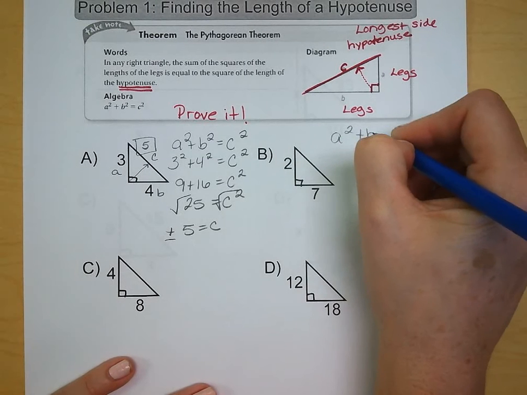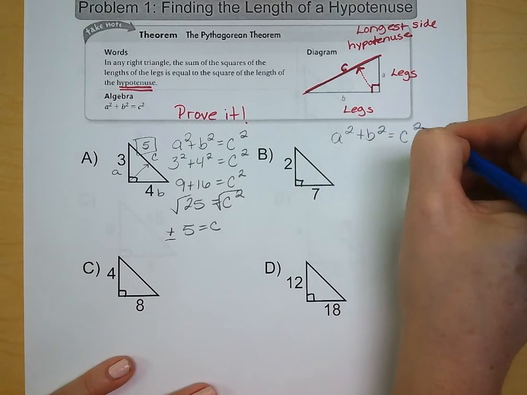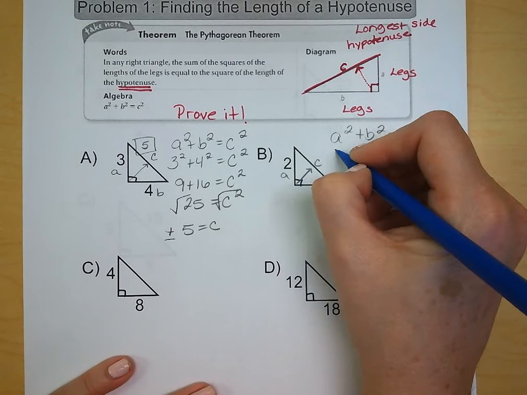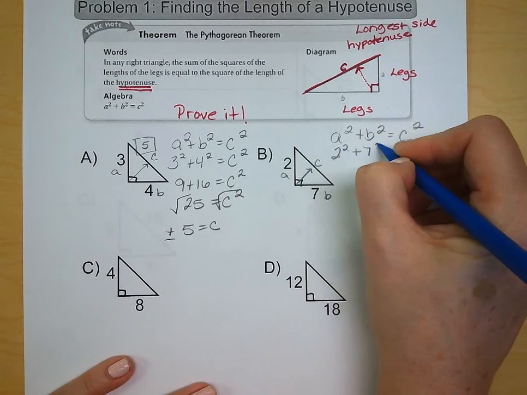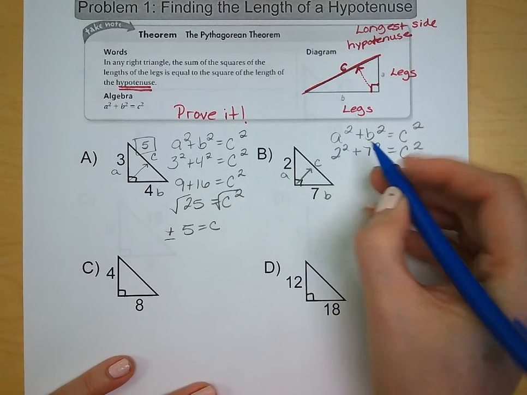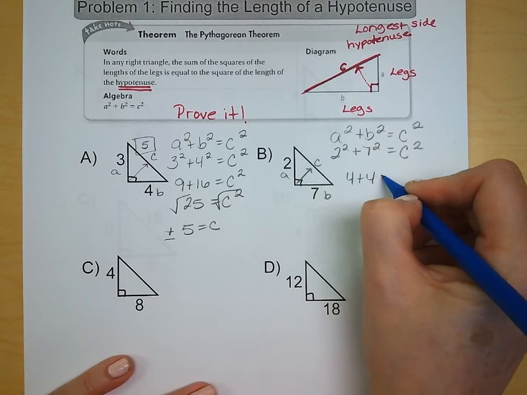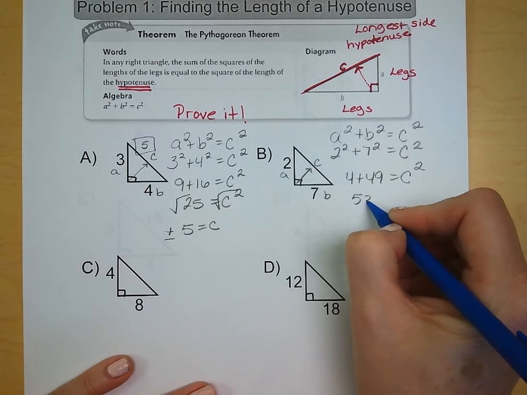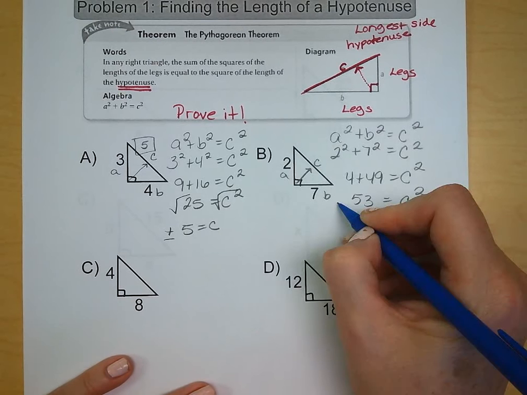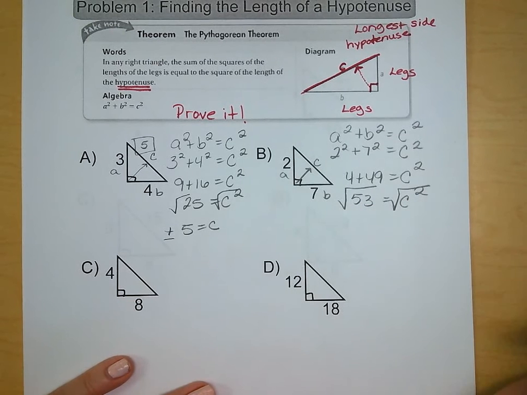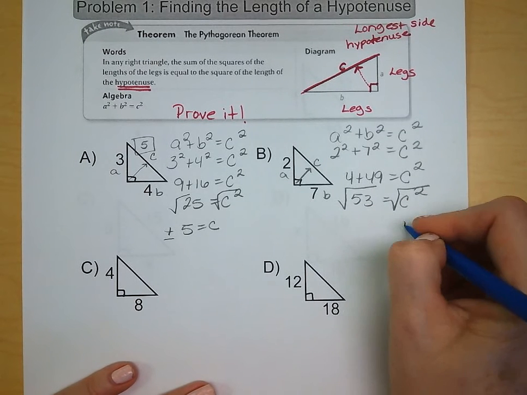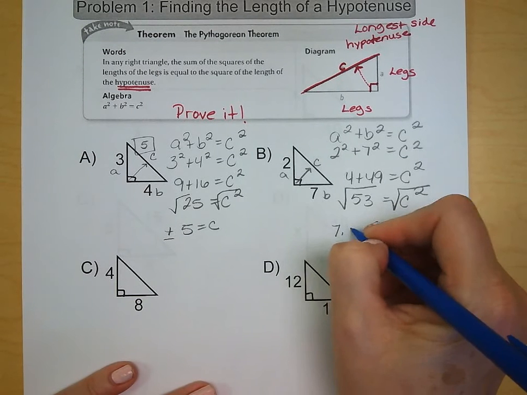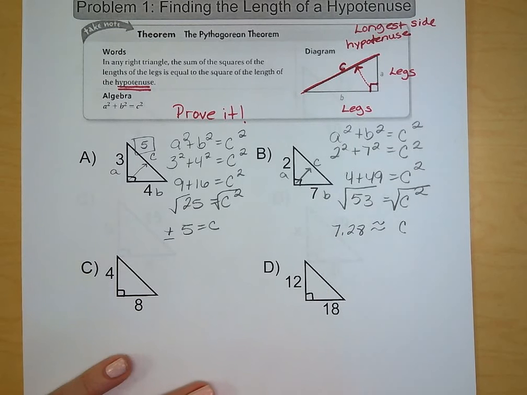All right, problem B, a squared plus b squared equals c squared. We write in our a, b, and c. So we'll have 2 squared plus 7 squared equals c squared. 4 plus 49 equals c squared. 53 equals c squared. Square root of both sides. Is 53 a perfect square? Nope. So it's going to be approximately 7.28. We are just going to round these off to about the hundredths place, and that'll be good.